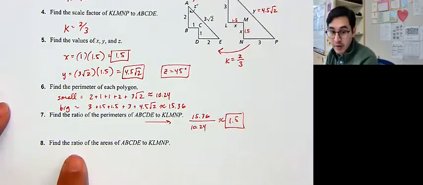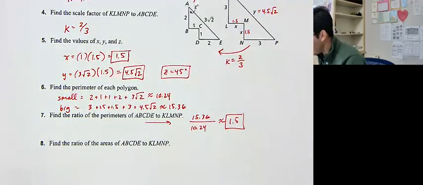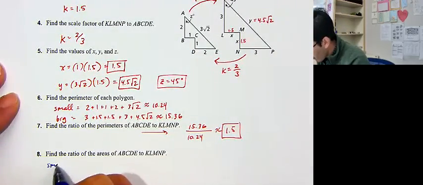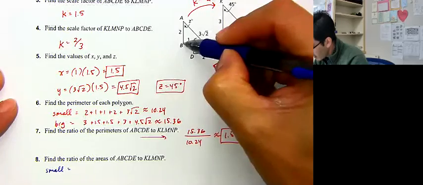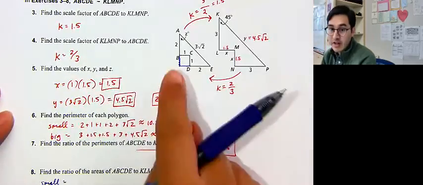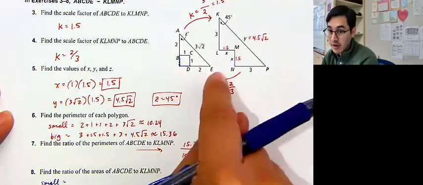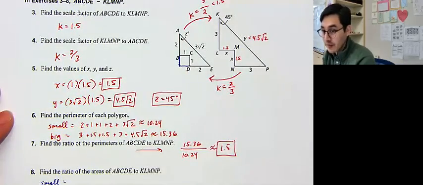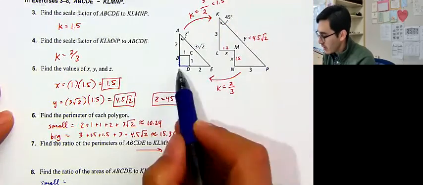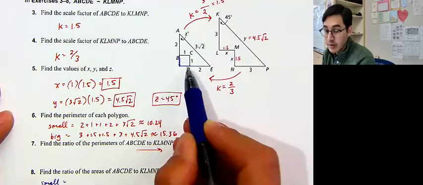All right, let's find the ratio of the areas. Okay. All right. So let's see. How do we find the area of the small triangle? Well, let's imagine that we filled it in there. That we made a big triangle there. Okay. The side length would be 3, right? 2 plus 1. The bottom length would be 3 as well, 2 plus 1.